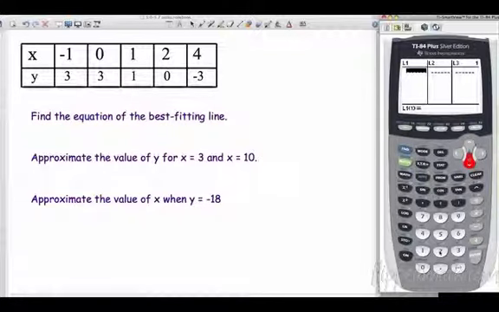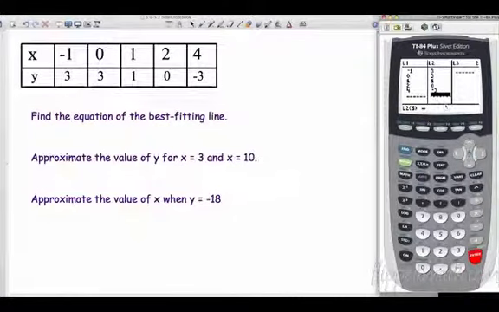So now I'm going to put in my new list. My new x's are negative 1, 0, 1, 2, and 4. Then I'm going to go over to L2, and that's going to be 3, 3, 1, 0, negative 3.